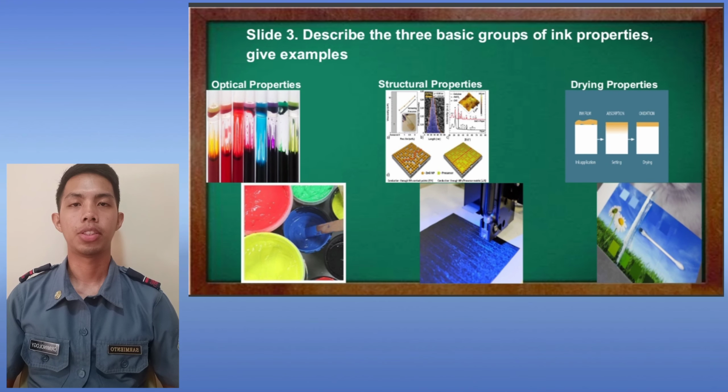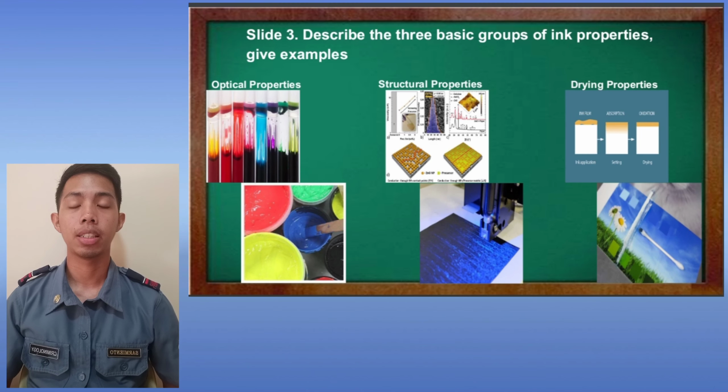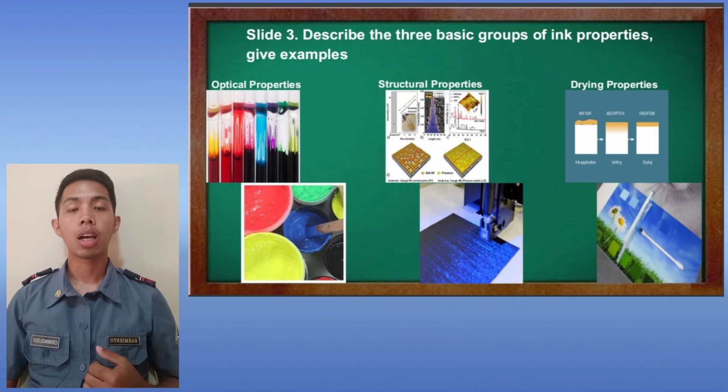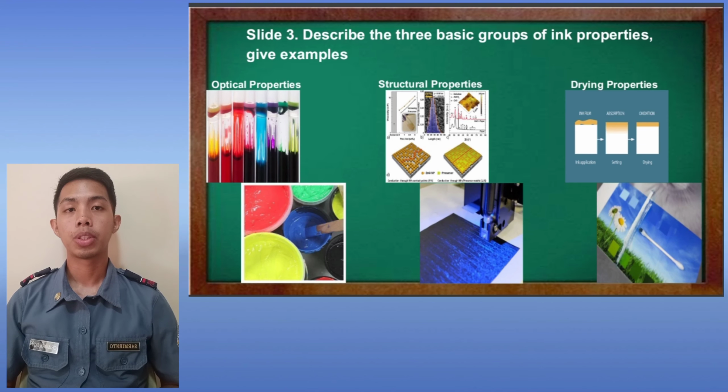Third slide, describe the three basic groups of ink properties. Opacity describes how opaque or transparent an ink is, or to what degree the ink allows or prohibits the transmission of light through it, and how well the background on which the ink has been printed can be seen. Some inks are required to be opaque, some are required to be transparent.